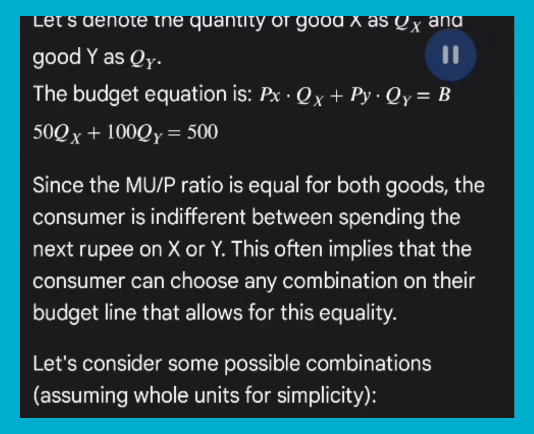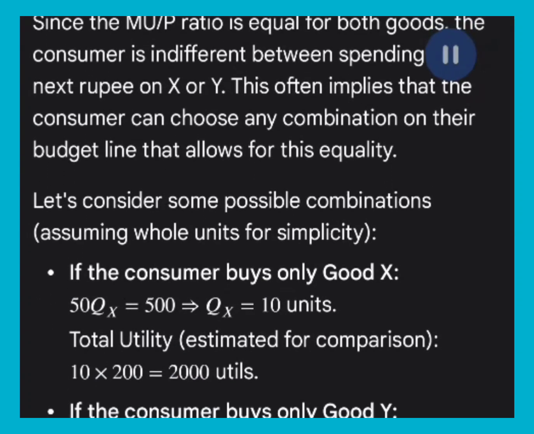Since the MU per rupee ratio is equal for both goods, the consumer is indifferent between spending the next rupee on X or Y. This often implies that the consumer can choose any combination on their budget line that allows for this equality. Let's consider some possible combinations, assuming whole units for simplicity.